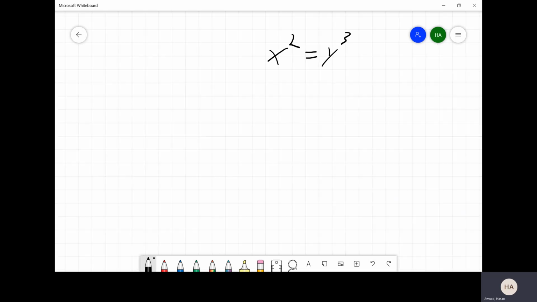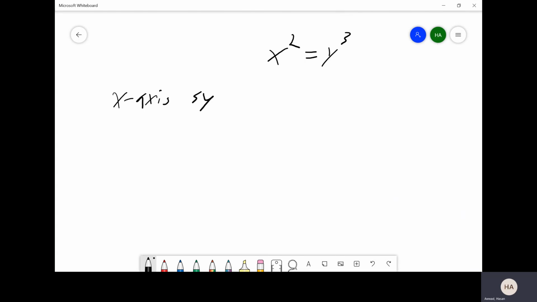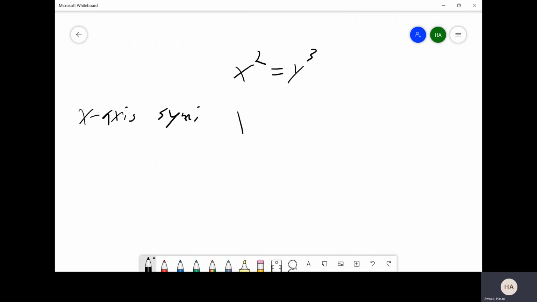So for the x-axis symmetry, I'm just a big fan of abbreviating, especially when I'm writing. For the x-axis symmetry, we're going to replace all of the y's with negative y's. So we see here that this means we're going to have x squared, right? We're not touching x, we're just touching y. And wherever we have a y, we're plugging in negative y. So we have negative y cubed.